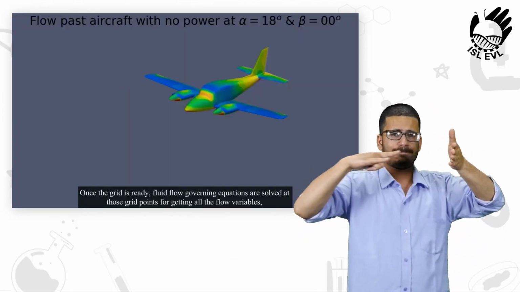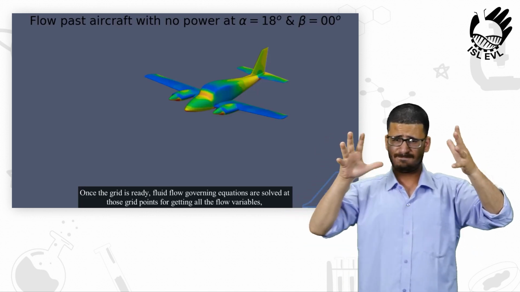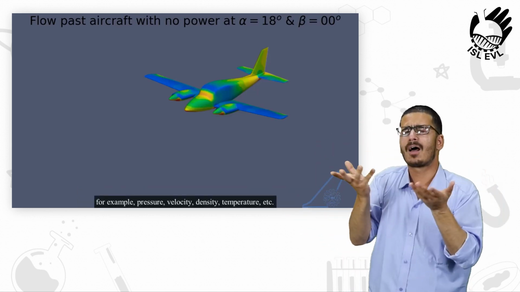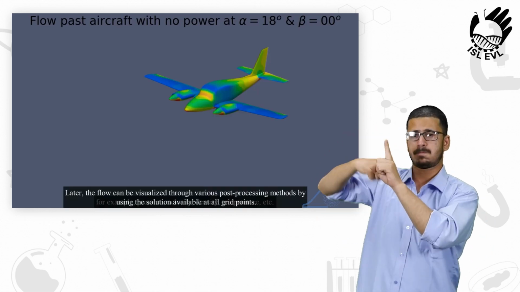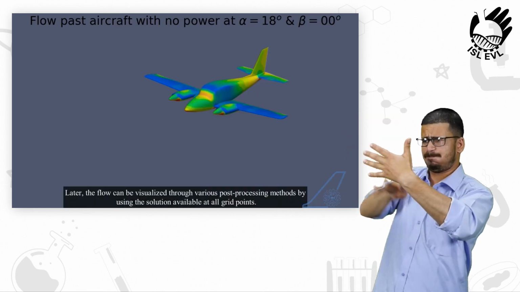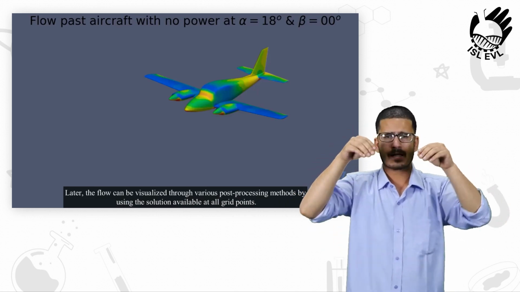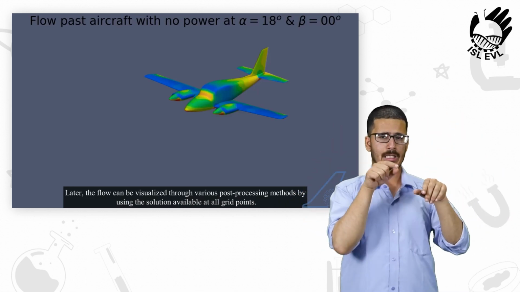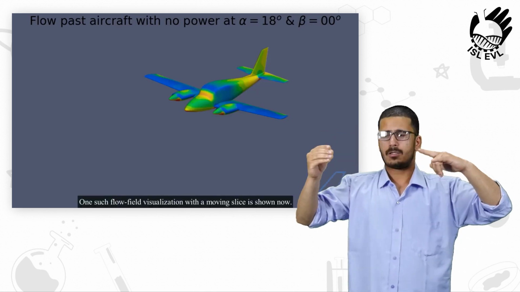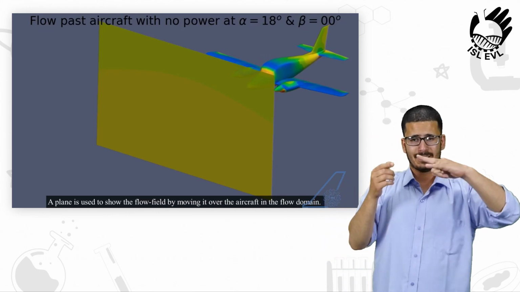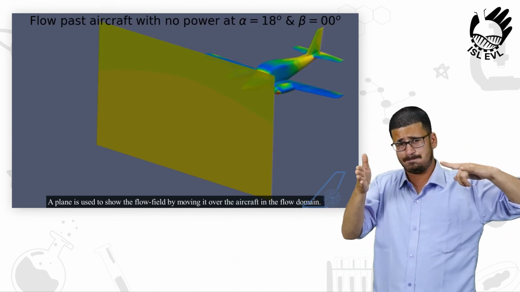Once the grid is ready, fluid flow governing equations are solved at those grid points for getting all the flow variables, for example, pressure, velocity, density, temperature, etc. Later, the flow can be visualized through various post-processing methods by using the solution available at all grid points. One such flow field visualization with a moving slice is shown now. A plane is used to show the flow field by moving it over the aircraft in the flow domain.